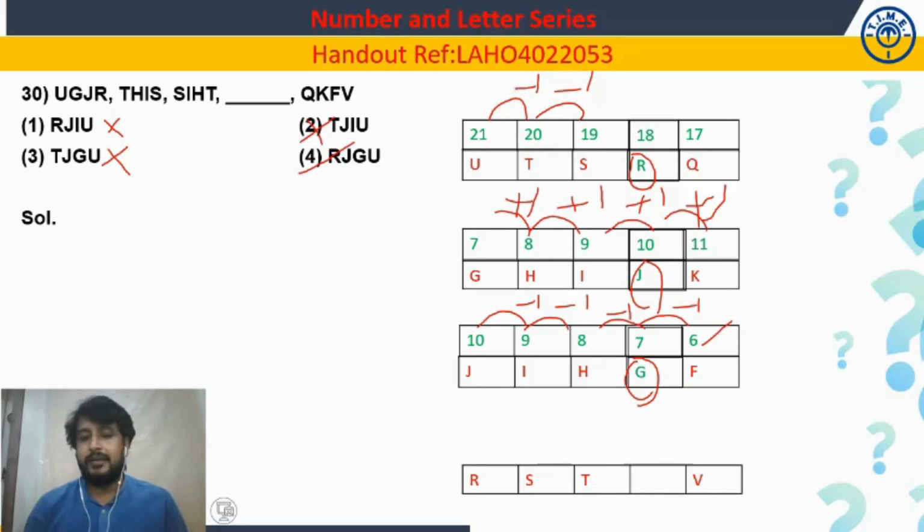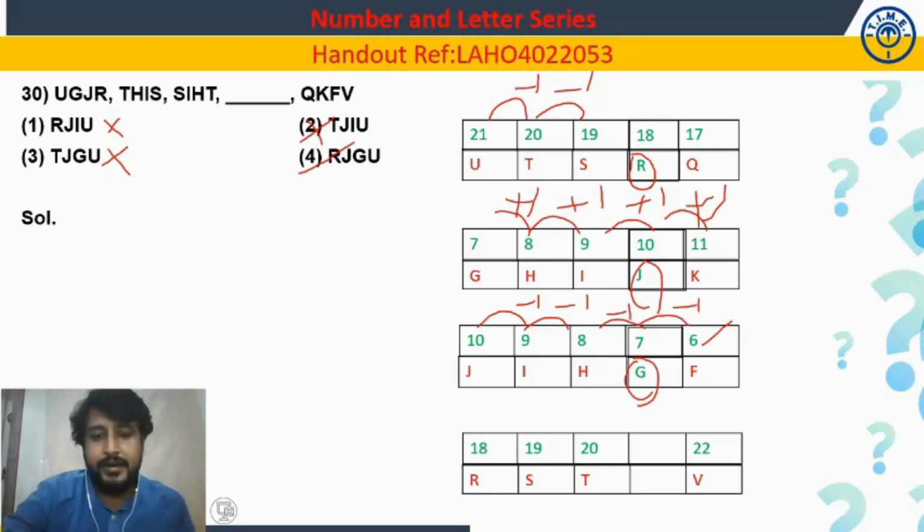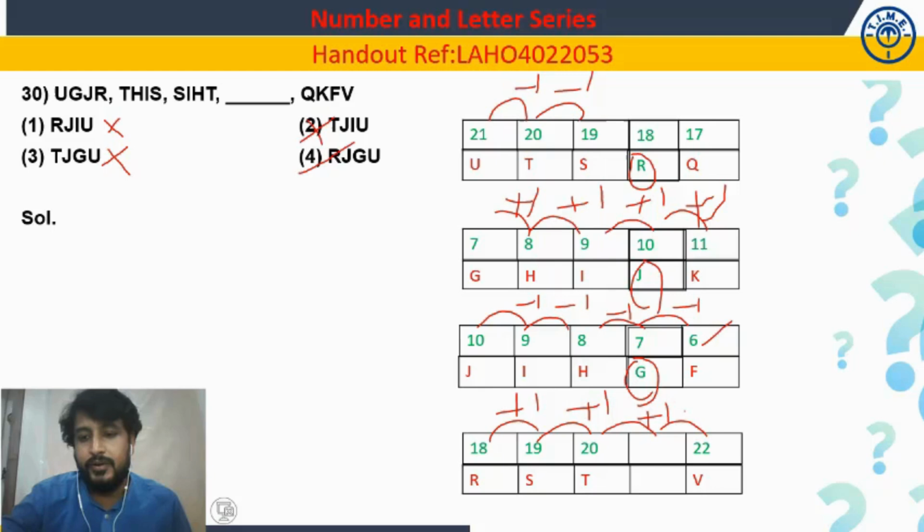R S T blank V. R's place value is 18, S 19, T 20, V 22. 18, 19 plus 1, 19, 20 plus 1. Again, 20 plus 1, 21. Again, plus 1, 22, perfectly matching with the given series. So plus 1, plus 1, plus 1, plus 1. Which letter's place value is 21? U's place value is 21. So R J G U.